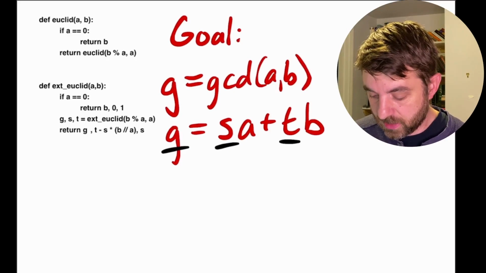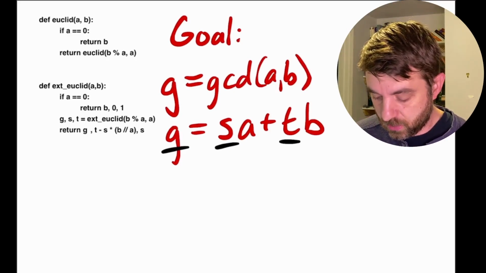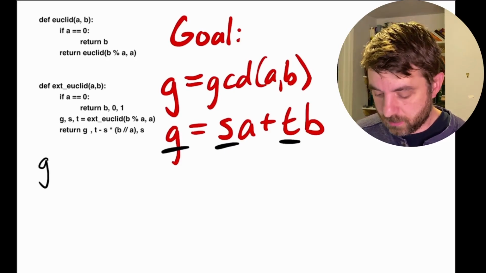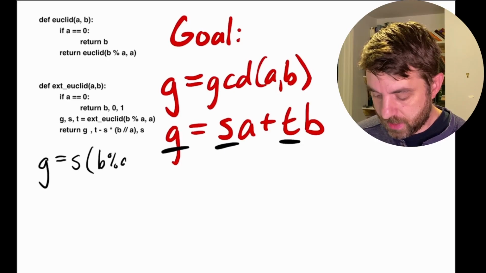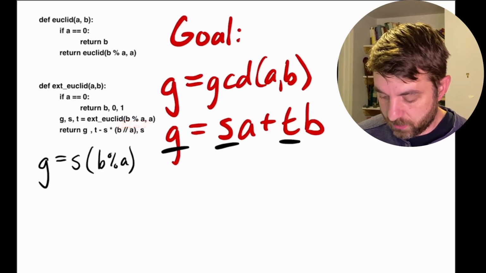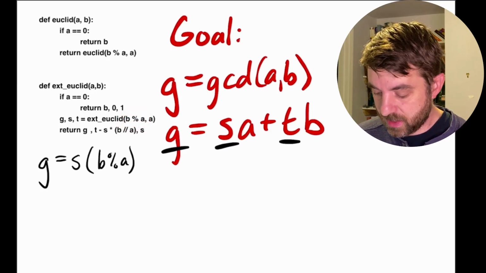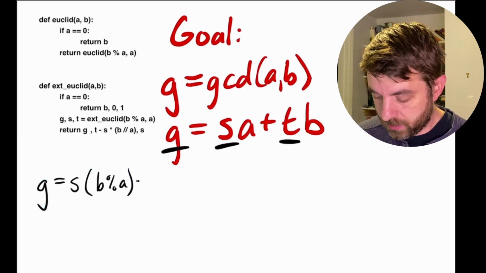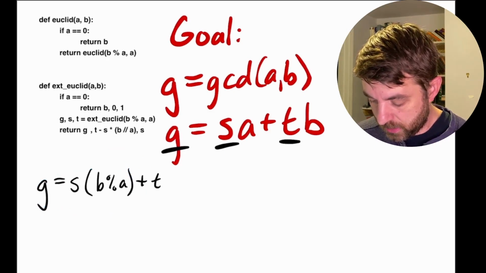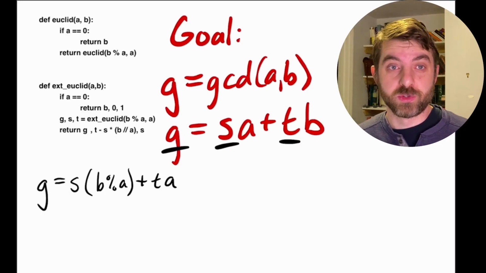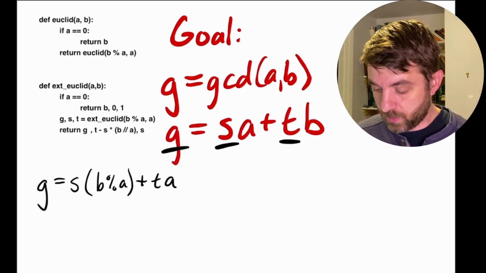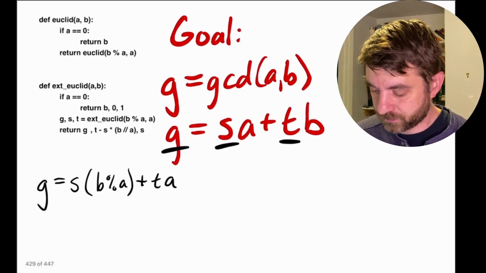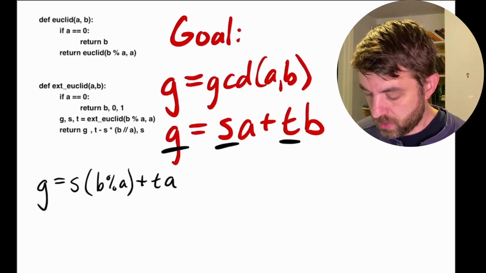So if we assume that this extended algorithm works correctly on the smaller instances, we know, first of all, that the GCD is right, but we also know that G is going to be S times B mod A, which was the first parameter, the first argument to this algorithm, plus T times A. Okay, and our goal is to return G as a sum of something times A plus something times B. So we want to get rid of this B mod A. And the way we'll do it is to rewrite B mod A as follows.